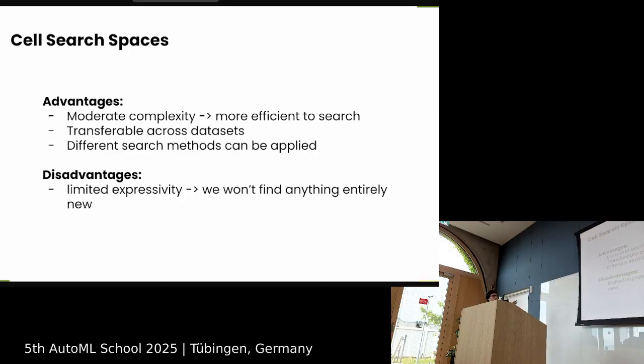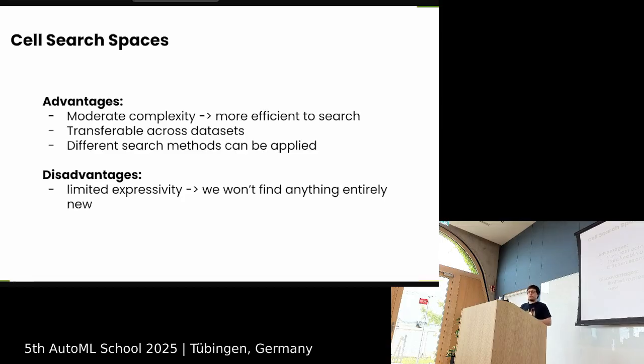What's also interesting is that you can apply different types of search methods there, right? So you can run, as you're going to see later, reinforcement learning, evolutionary methods, Bayesian optimization methods. It's not quite straightforward, right? So especially in Bayesian optimization methods, you need to do some changes there, but in general, you can run a large range of methods there.